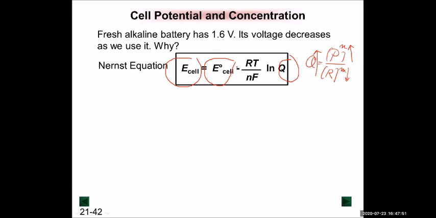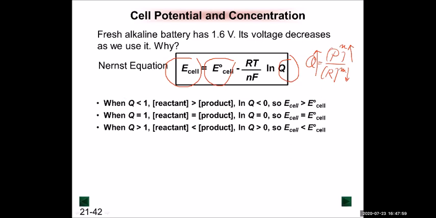And this equation we call the Nernst equation. The physicist Nernst established this equation. And it's pretty straightforward. When the quotient is less than one, that means you have more reactant than product. And so the actual cell potential will be higher than the standard cell potential.